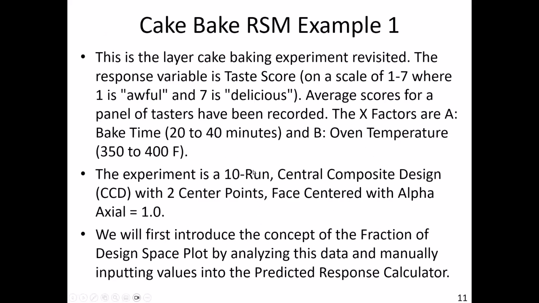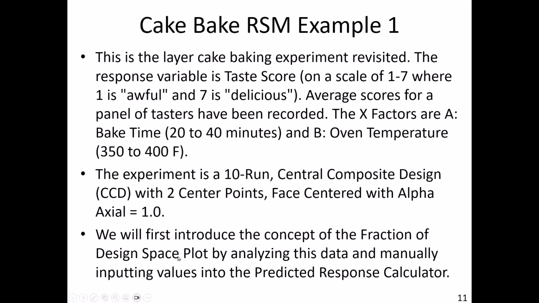So we're going to now jump into an example. This is the layer cake bake experiment revisited that we've seen before in the response surface examples. The response variable is taste score on a scale of 1 to 7, where 1 is awful and 7 is delicious. Average scores for a panel of tasters have been recorded. The X factors are A, bake time, 20 to 40 minutes, and B, oven temperature, 350 to 400 degrees Fahrenheit. The experiment is a 10-run central composite design with 2 center points, face-centered with alpha axial equals 1.0.